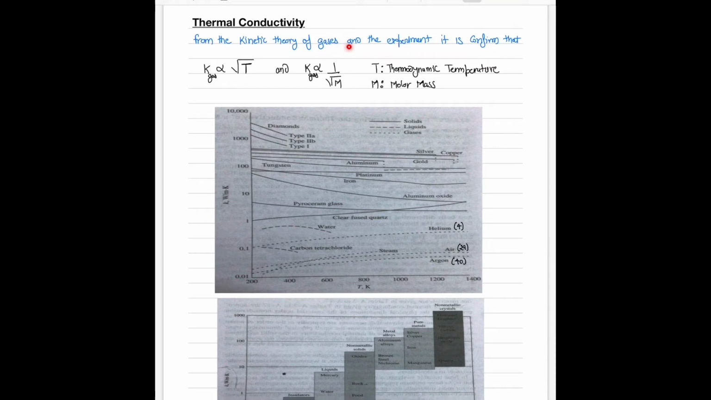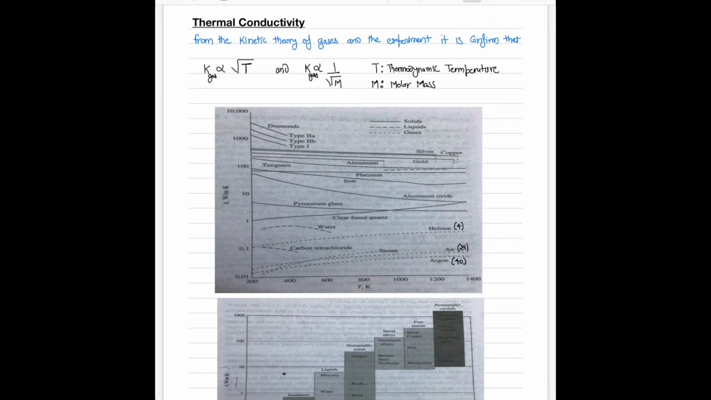From the kinetic theory of gases and experiment, it is confirmed that the thermal conductivity of a gas is directly proportional to the square root of temperature and inversely proportional to the molecular weight. This figure shows the variation of thermal conductivity of various solids, liquids and gases with temperature.